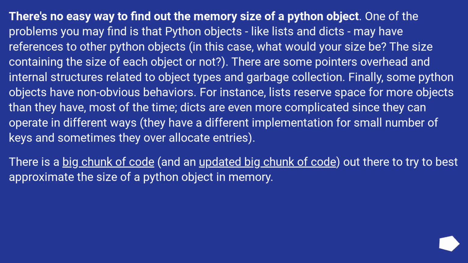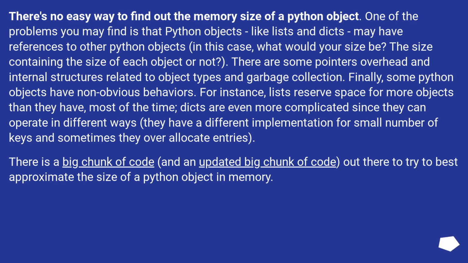There's no easy way to find out the memory size of a Python object. One of the problems you may find is that Python objects, like lists and dicts, may have references to other Python objects. In this case, what would your size be? The size containing the size of each object or not? There are some pointers, overhead and internal structures related to object types and garbage collection.